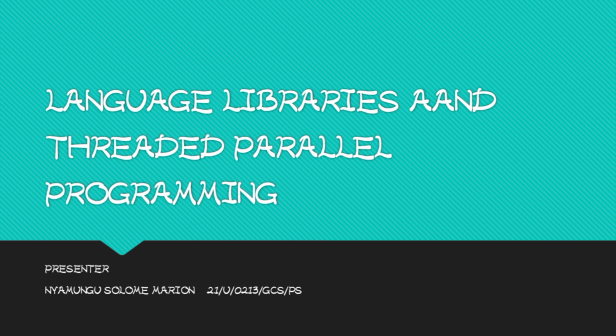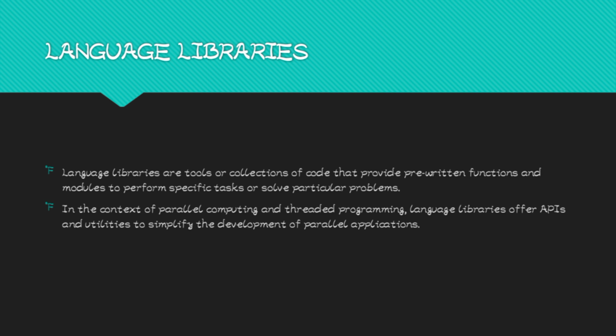So I'll take you through language libraries and threaded parallel programming. We should first get to know what language libraries are. Language libraries are tools or collections of code that provide pre-written functions and modules to perform specific tasks or solve particular problems. I will give an example of an already written book in a library.